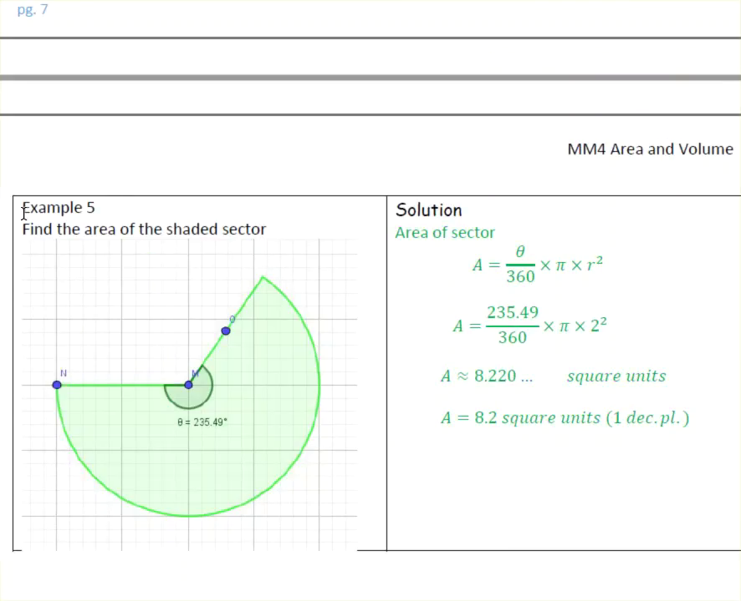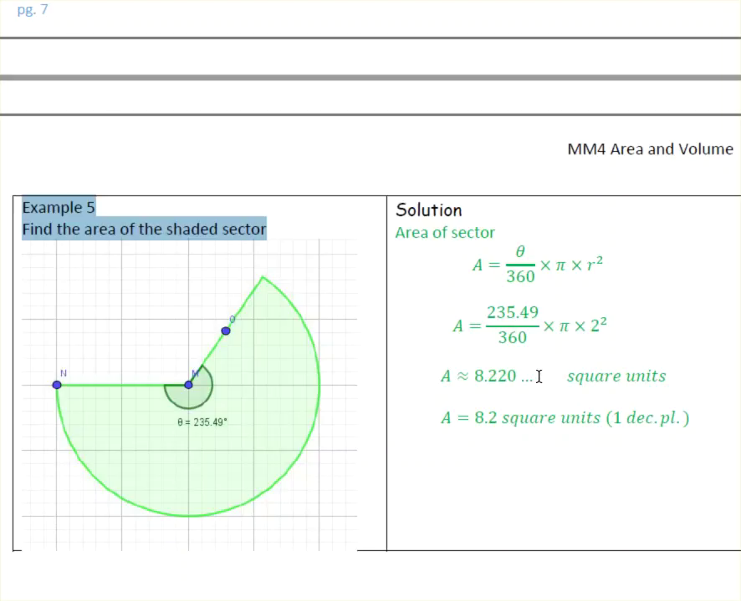For example 5, find the area of the shaded sector. So we need this angle here. This time we don't have a nice fraction, we have 235.49 over 360. So this fraction times pi times the radius squared, and the radius you can see here is 2 units. And we get approximately 8.220, which we can round to 8.2 square units.